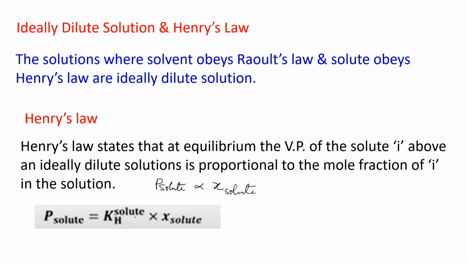It is not equal to the vapor pressure in the pure state at the same temperature, just like Raoult's law. Here this constant is different. And this KH is known as the Henry's constant. Now, we are going to derive this Henry's equation or Henry's law. So, like Raoult's law, this Henry's law is also applicable for the liquid vapor equilibrium.